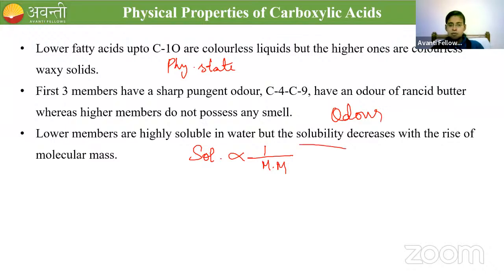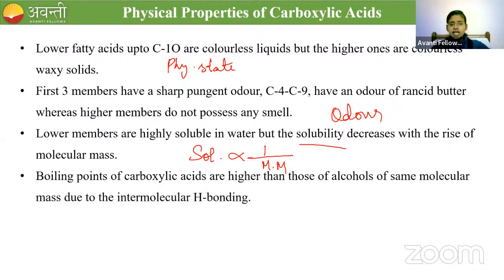Fourth physical property is about boiling point. Boiling point of carboxylic acids are higher than those of alcohols. So far, alcohols had the highest boiling point compared to other compounds, right? If I compare alcohol with aldehyde, with ketone, with hydrocarbon, with ether, with all other compounds, alcohol had the highest boiling point value. But now, carboxylic acid is beating the alcohol, right? Carboxylic acid is having the highest value compared to alcohol.